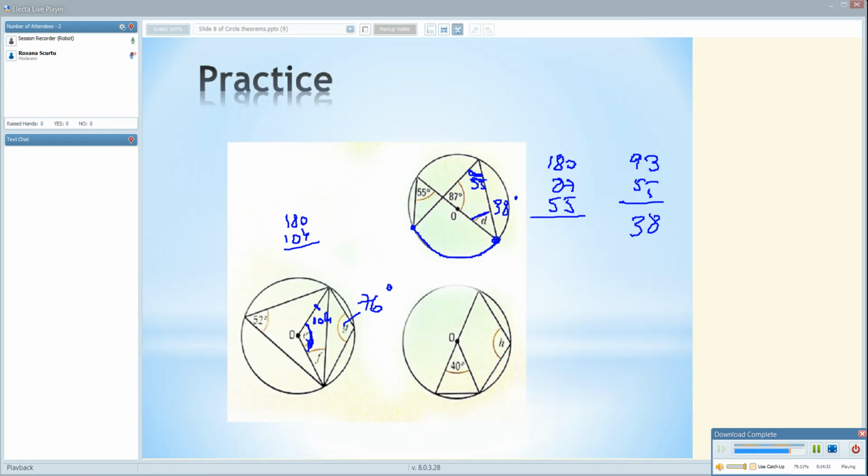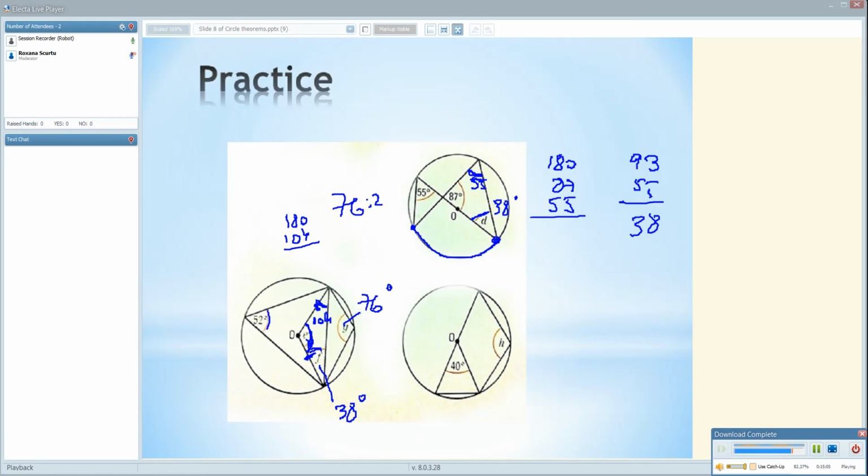Now if this was 104, as we said before, this is an isosceles triangle because this is a radius and this is another radius. It means the angle F is going to be the same size as this angle. So it's going to be 180 minus 104, which is 76, but 76 are both of them added up together. So we have to half them, which is 38. Yeah, so the angle F is going to be 38 degrees.